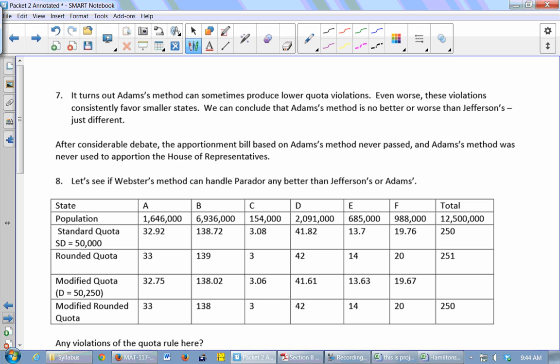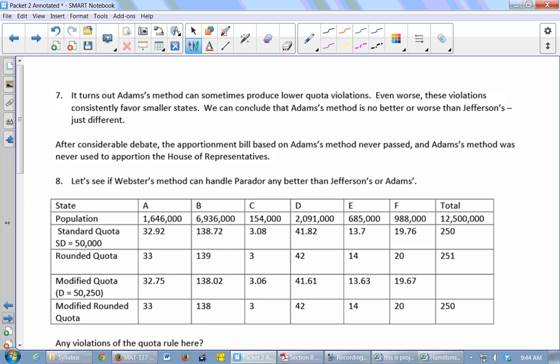So we can conclude that Adams' method is really no better or worse than Jefferson's. It's just different. It has a different built-in bias. And after considerable debate, the apportionment bill based on Adams' method never passed. And Adams' method was never used to apportion the House of Representatives.